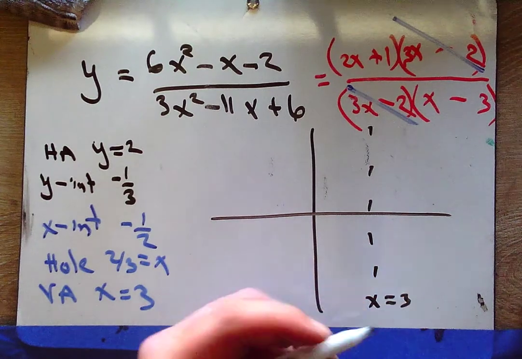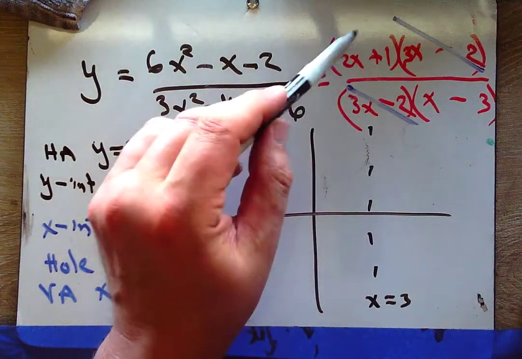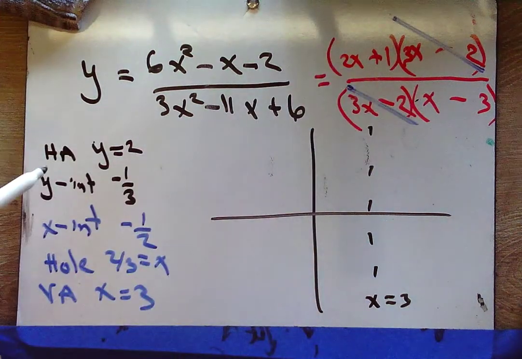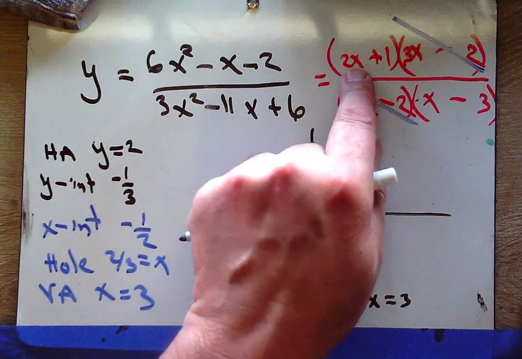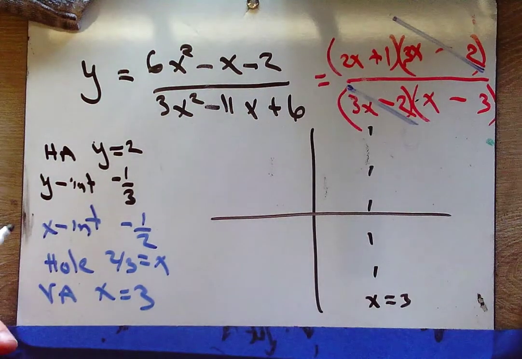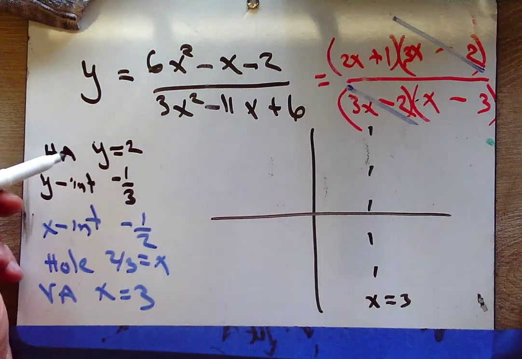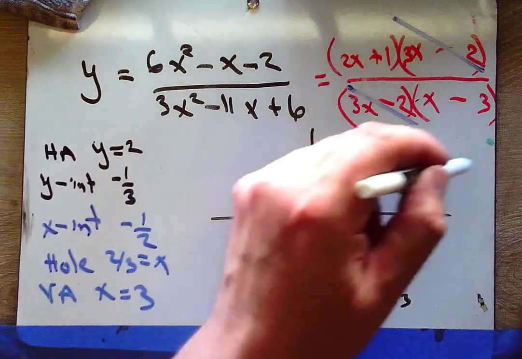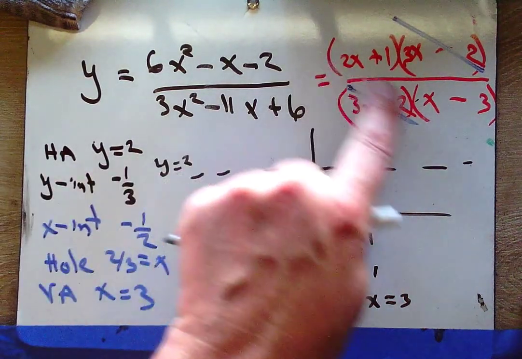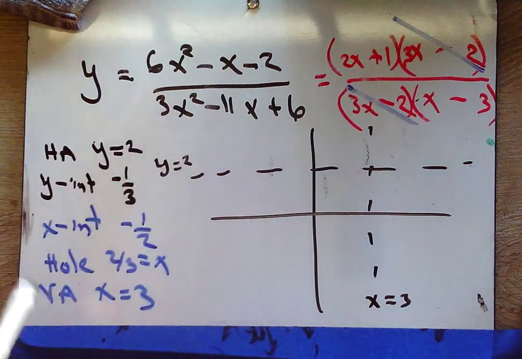So graph x equals 3. Nice. The degree here is 2 over 1. I'm sorry, the degree here is 1, the degree here is 1. So I'm looking at the ratio of the coefficients to get the horizontal asymptote of 2. And I can get that either here or here.